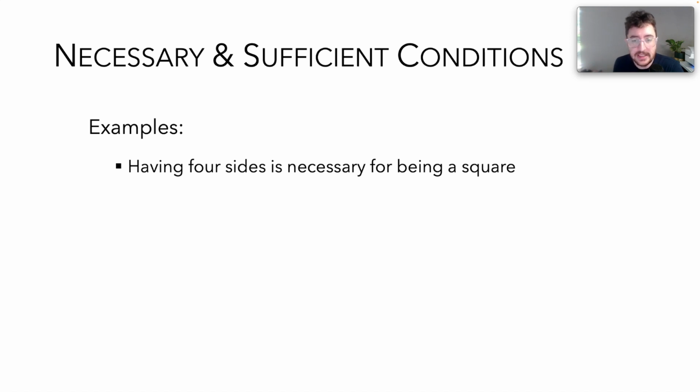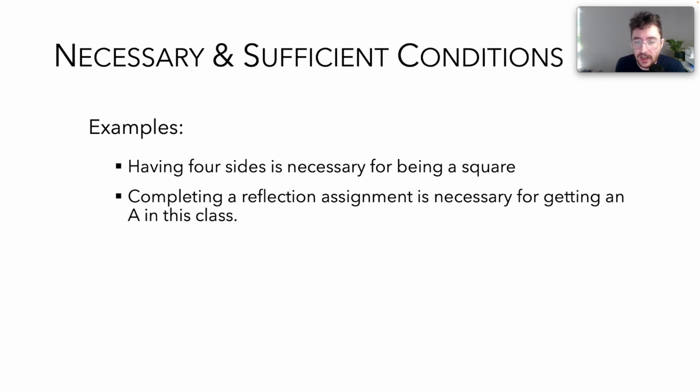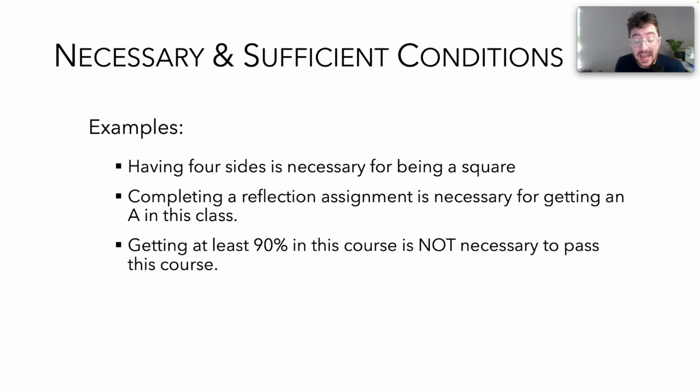Having four sides is necessary for being a square, because if something doesn't have four sides, then it's not a square. Completing a reflection assignment is necessary for getting an A in this class, because the reflection assignment is worth 15% of your grade. Now, getting at least 90% in this course is not necessary to pass the course. If you don't get at least 90%, that doesn't mean you don't pass, because there are other ways to pass. You could pass with a 70%.